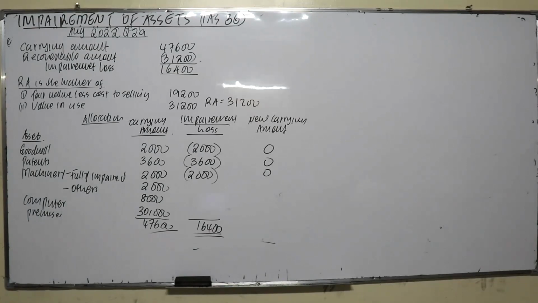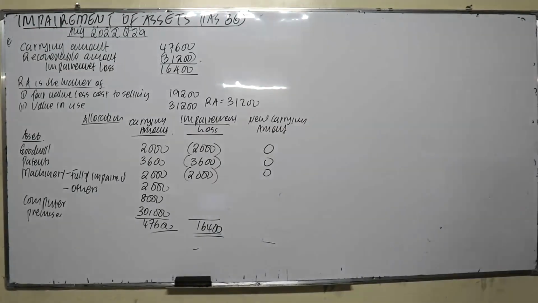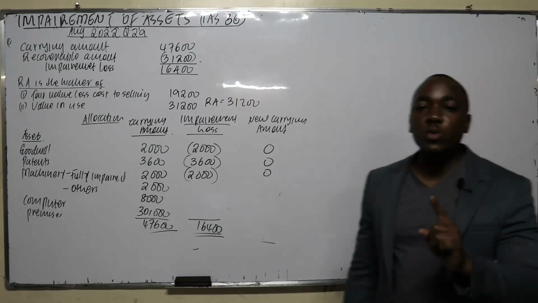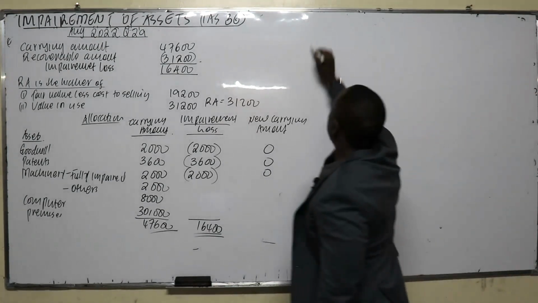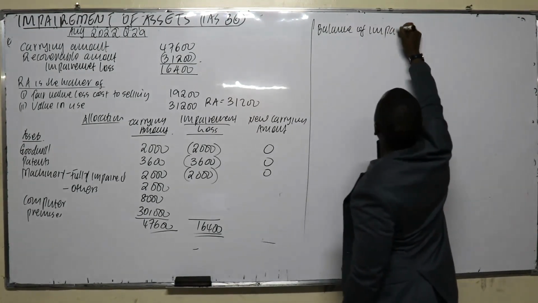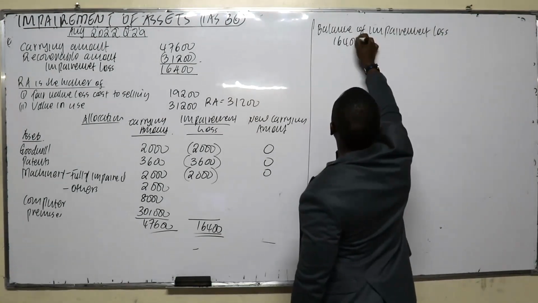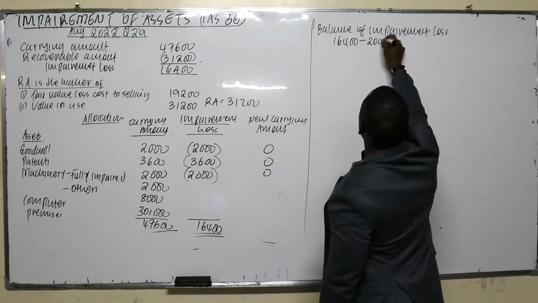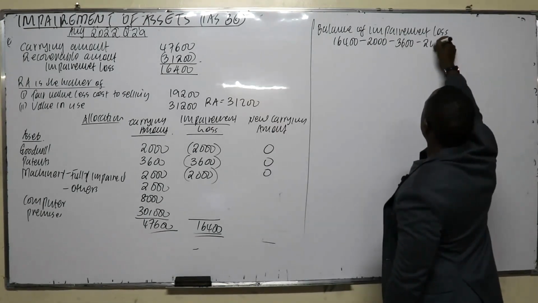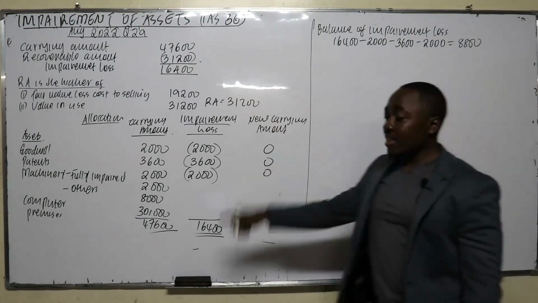Now, how much is the balance? How do you allocate in case of CGU? Number 1, first of all, you write off the amount of goodwill. Number 2, you allocate the balance of the impairment loss to the other non-current assets of the CGU in proportion to their carrying amount. So how much is the balance of impairment loss? The impairment loss was an amount of 16,400. You minus 2,000. You minus 36. You minus 2,000. How much was the balance? 800.